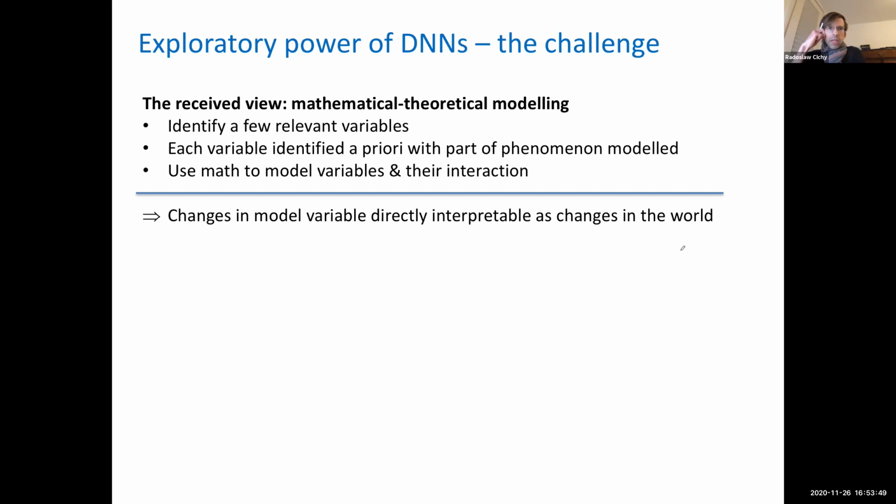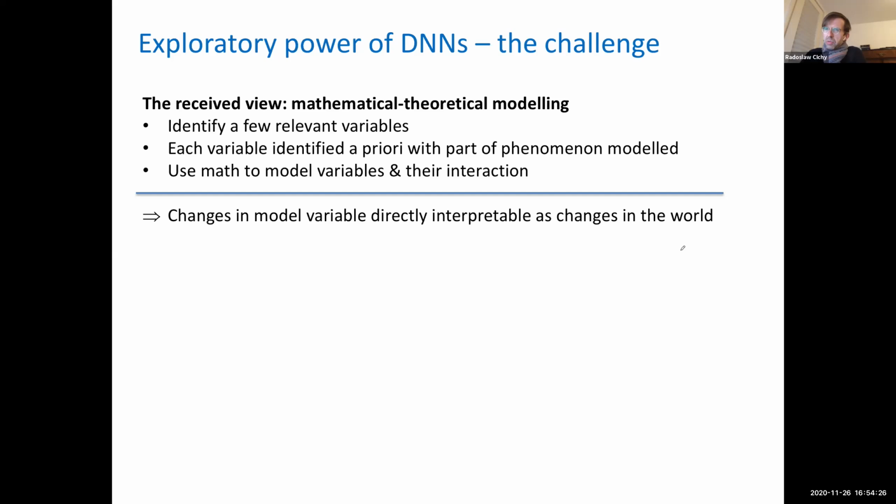And the idea is you have a particular phenomenon you want to explain. So you think about it and you identify a few relevant variables, usually a handful. And each variable is identified a priori with the part of the phenomenon modeled. So you know exactly what this variable is about. And then you use math to model the variables and their interaction. And then the changes in the model are directly interpretable as changes in the world because you know what each part is and you've ascribed mathematical relations between them. So whatever you change is going to be immediately interpretable and you know what you're doing at every step.